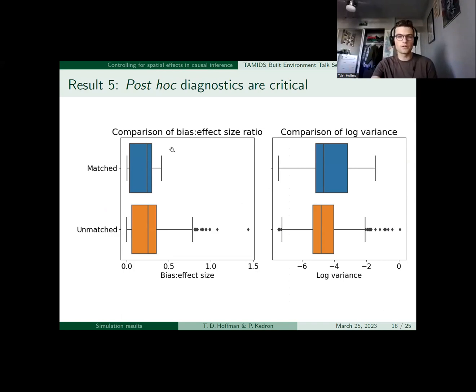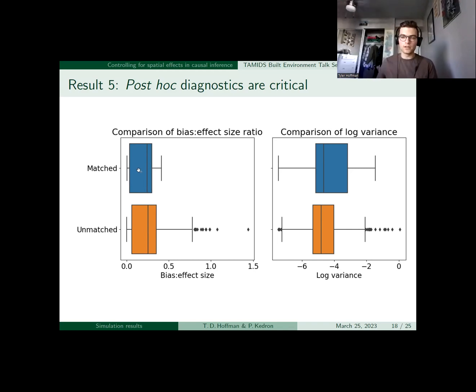But you see here, if we bin all of those bias to effect size ratios, and we bin all of those log variance values by these matched and unmatched categories, we don't really see much of a difference. So overall, it's not like unmatched scenarios have dramatically higher bias, although they do tend to have slightly higher bias. On average, most of the unmatched scenarios have about the same level of bias as the matched scenarios.